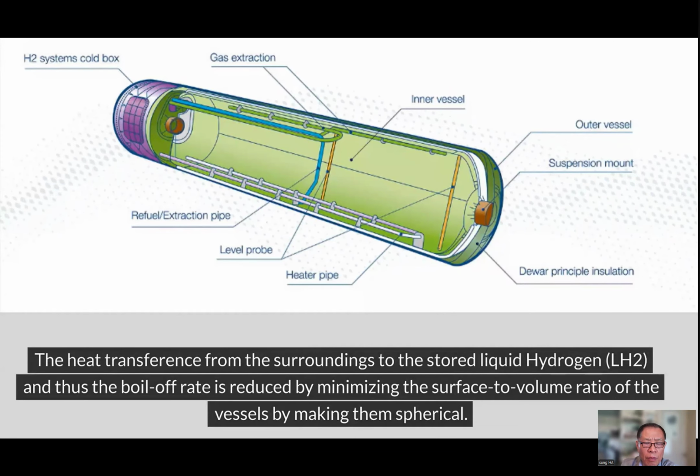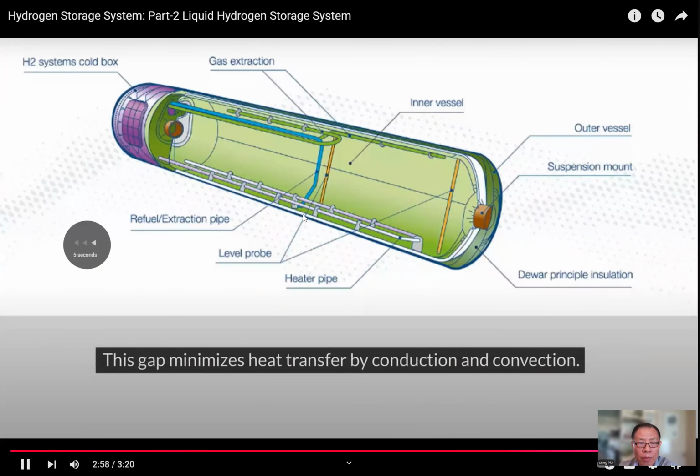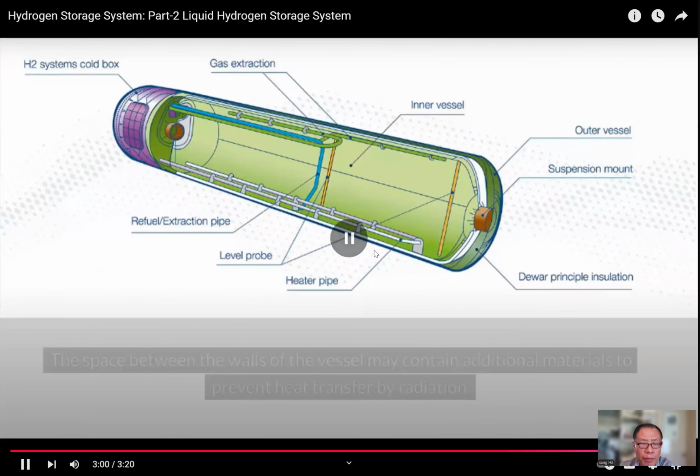This gap minimizes heat transfer by conduction and convection. The space between the walls of the vessel may contain additional materials to prevent heat transfer by radiation. Owing to the high degree of insulation and the low surface-to-volume ratio, or owing to transfer by conduction and convection, the space.